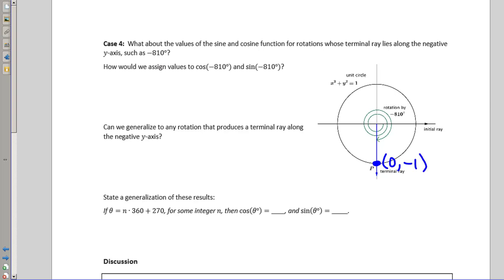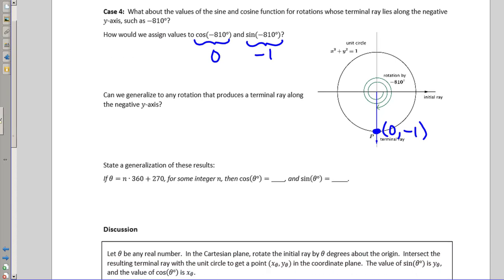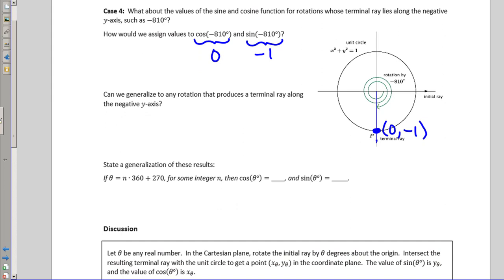So again, cosine represents your x value and sine represents your y value. So do you think we can make a generalization for this? Of course. If you have 270 and you rotate around and find any angle that's coterminal, whether it's going in the positive or negative direction, we would have cosine being 0 and sine being negative 1.